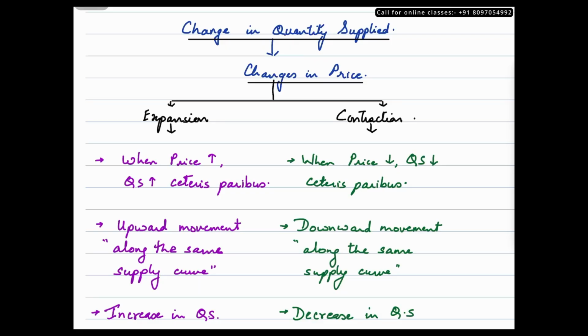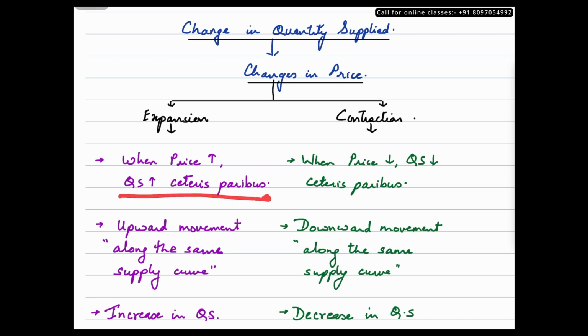So when we talk about changes in quantity supplied, it happens due to changes in the price of the commodity that we are learning about. Alright, so a change in price could lead to an expansion in supply or a contraction in supply. What is an expansion? So an expansion occurs when the price of the commodity goes up and the quantity supplied of that commodity also goes up. Ceteris paribus. I hope we understand what is ceteris paribus.